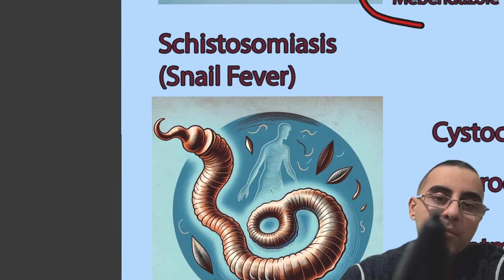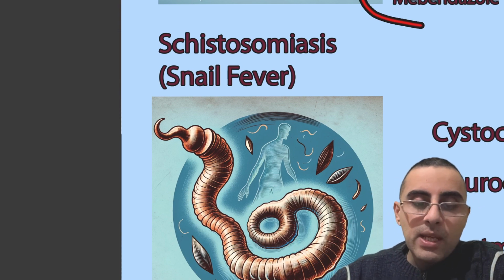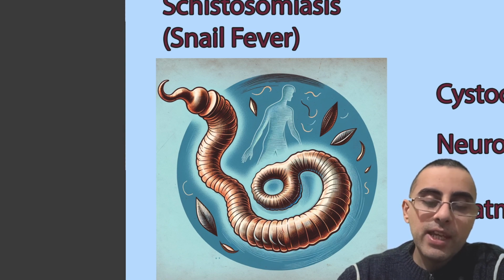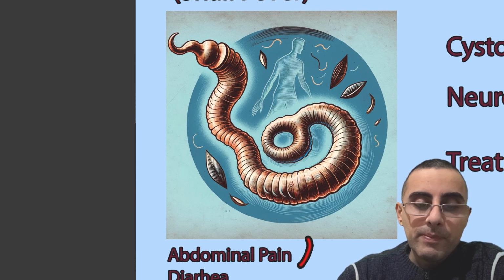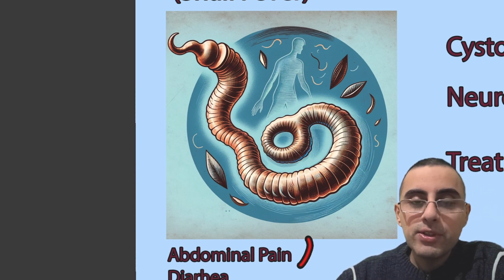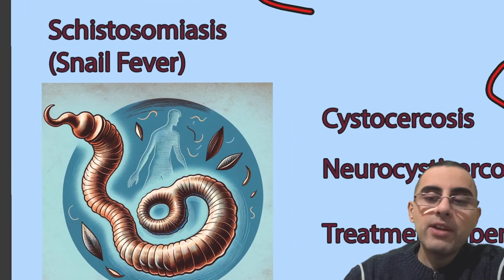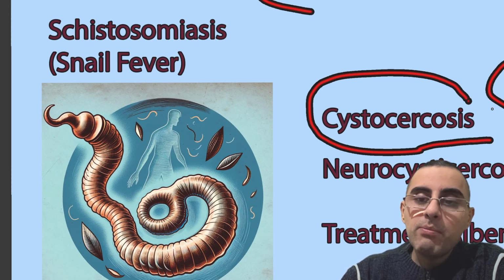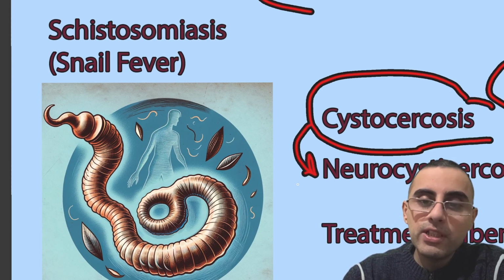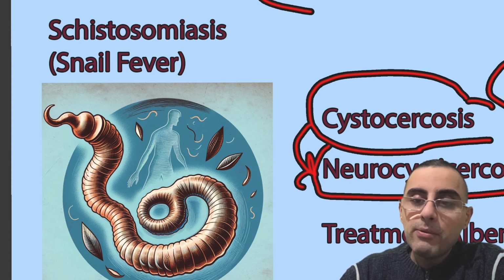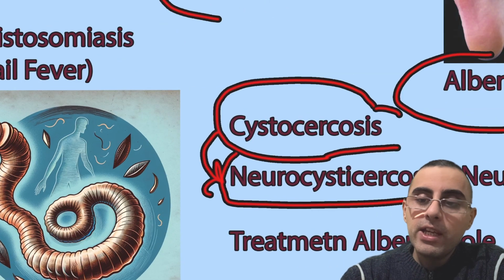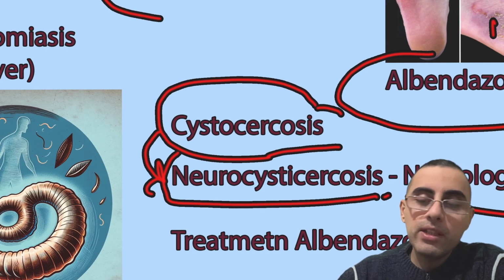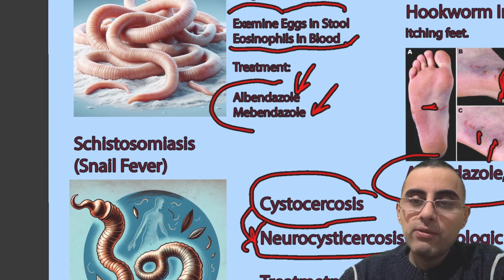Schistosomiasis is another worm infection. It's much rarer, and abdominal pain is a common symptom, along with diarrhea, fever, muscle ache, and cough also. Praziquantel is the treatment. And cysticercosis is also a rare worm infection, and its important form is neurocysticercosis, when this larva migrates into the brain and grows there, and it can cause neurological symptoms. Treatment is the same, albendazole and mebendazole also in case of cysticercosis.